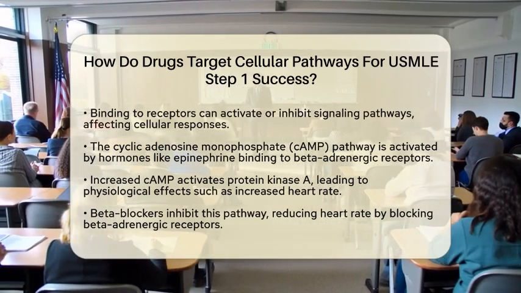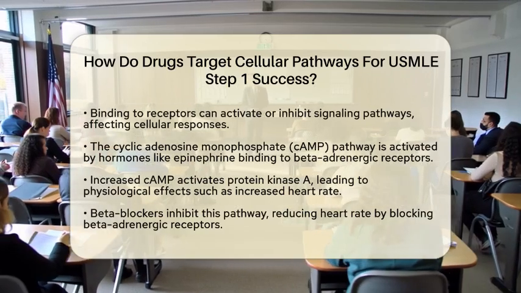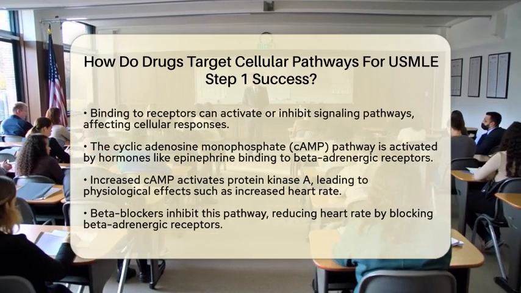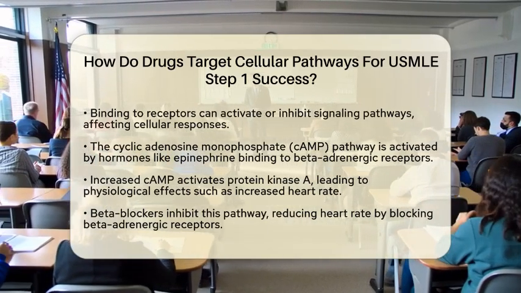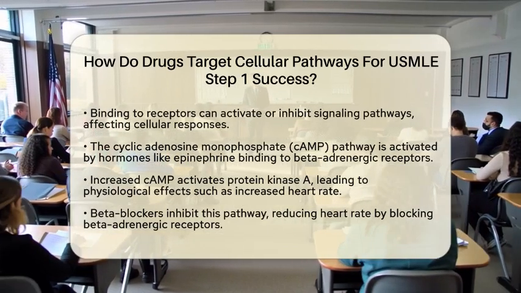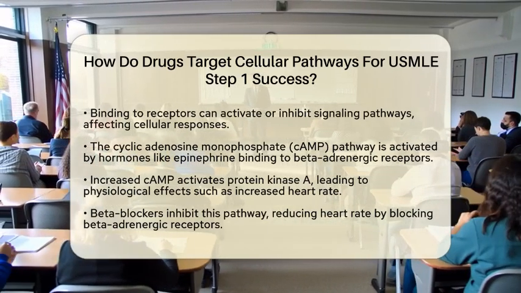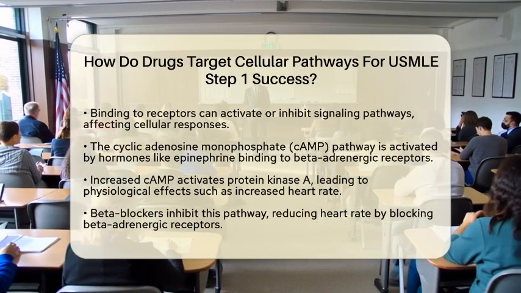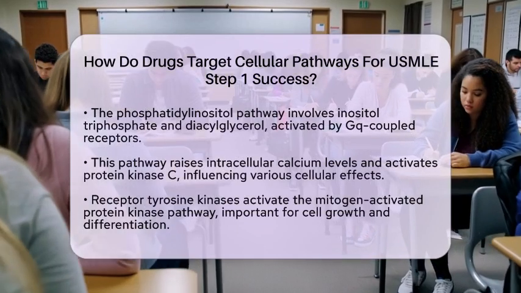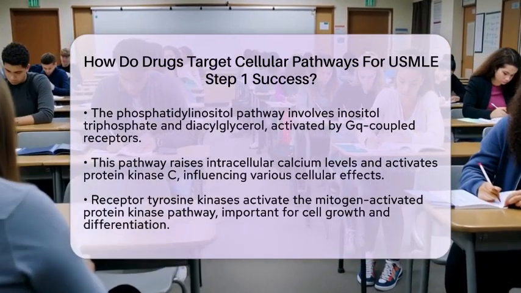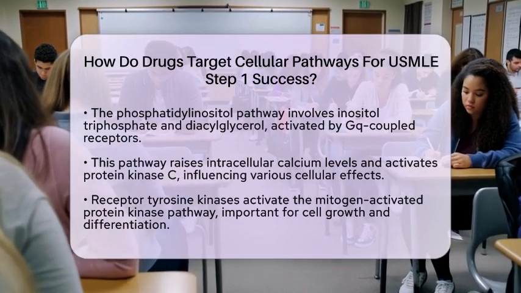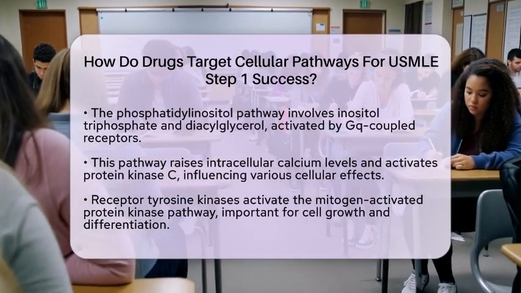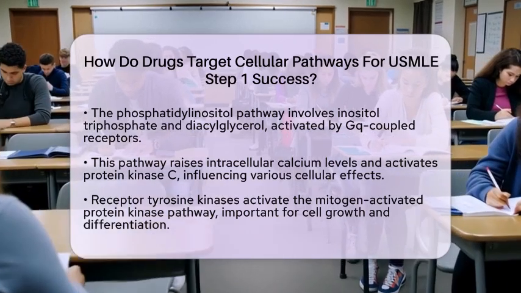Another significant pathway is the phosphatidylinositol pathway, which involves inositol triphosphate and diacylglycerol. When drugs bind to Gq-coupled receptors, they activate phospholipase C. This enzyme cleaves phosphatidylinositol bisphosphate into inositol triphosphate and diacylglycerol. Inositol triphosphate raises intracellular calcium levels, while diacylglycerol activates protein kinase C. Both of these actions lead to various cellular effects. Calcium channel blockers and drugs that affect protein kinase C signaling can modify this pathway.